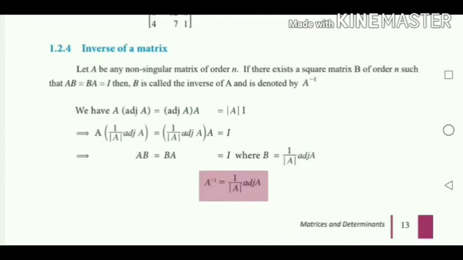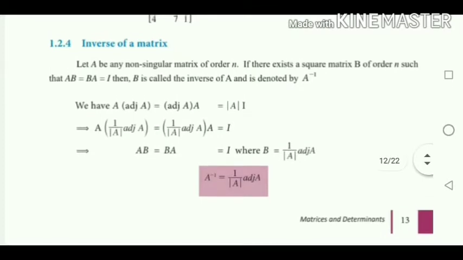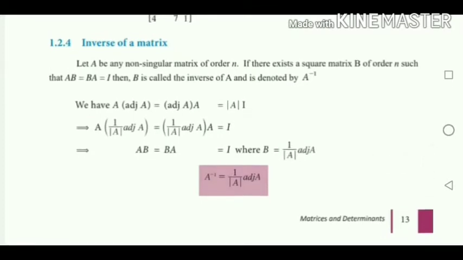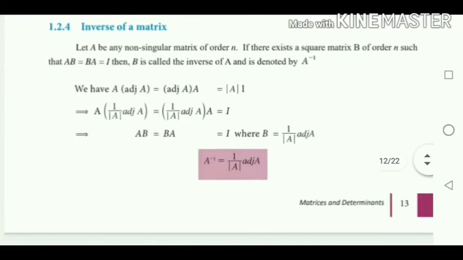Inverse is nothing but, for example, the inverse of 2 is 1 by 2. If you multiply 2 into 1 by 2, what is the answer? 1. Likewise, AB equal to BA equal to identity matrix means, if it is a 2 into 2 matrix, the identity matrix is 1 0 0 1. In order to find the adjoint and inverse, first you have to find the determinant of A. If it does not equal 0, then you write A inverse exists. Then multiply it by the adjoint of A in order to find A inverse.